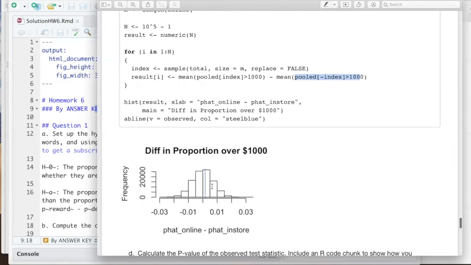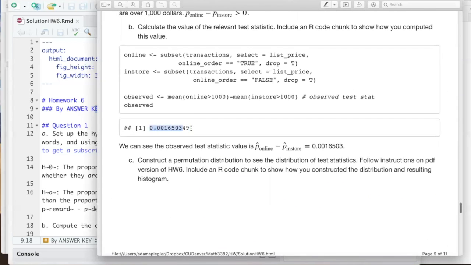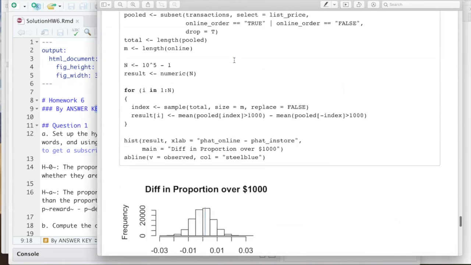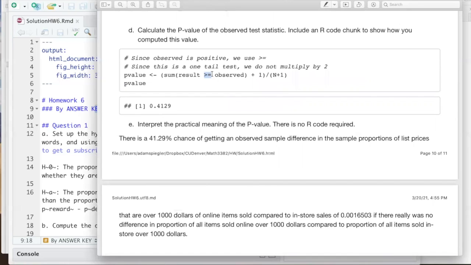And so in this case, we had an observed difference, which was positive. We have a one-tail test because the alternative was claiming greater than 0. So the p-value over here, we use a greater than or equal to because we want to calculate how many observations are in the right tail. So there's no multiply by 2. It's a one-tail test in the right tail. So we have a greater than or equal to over here.